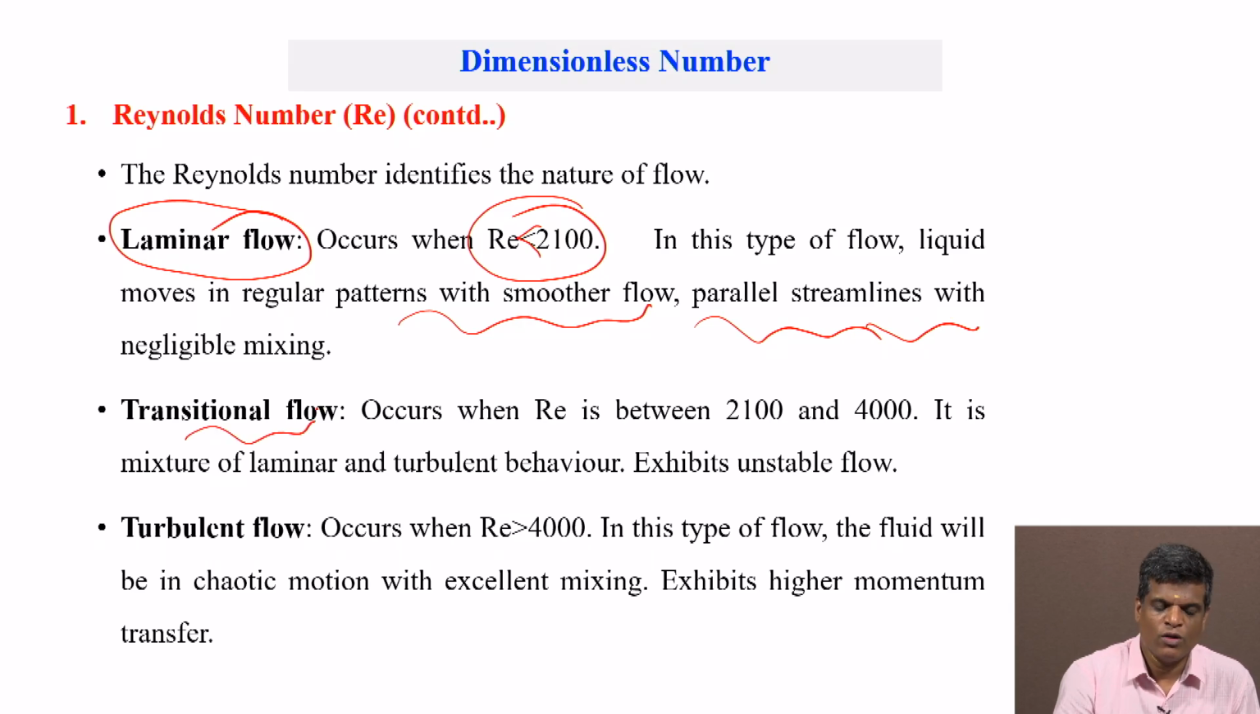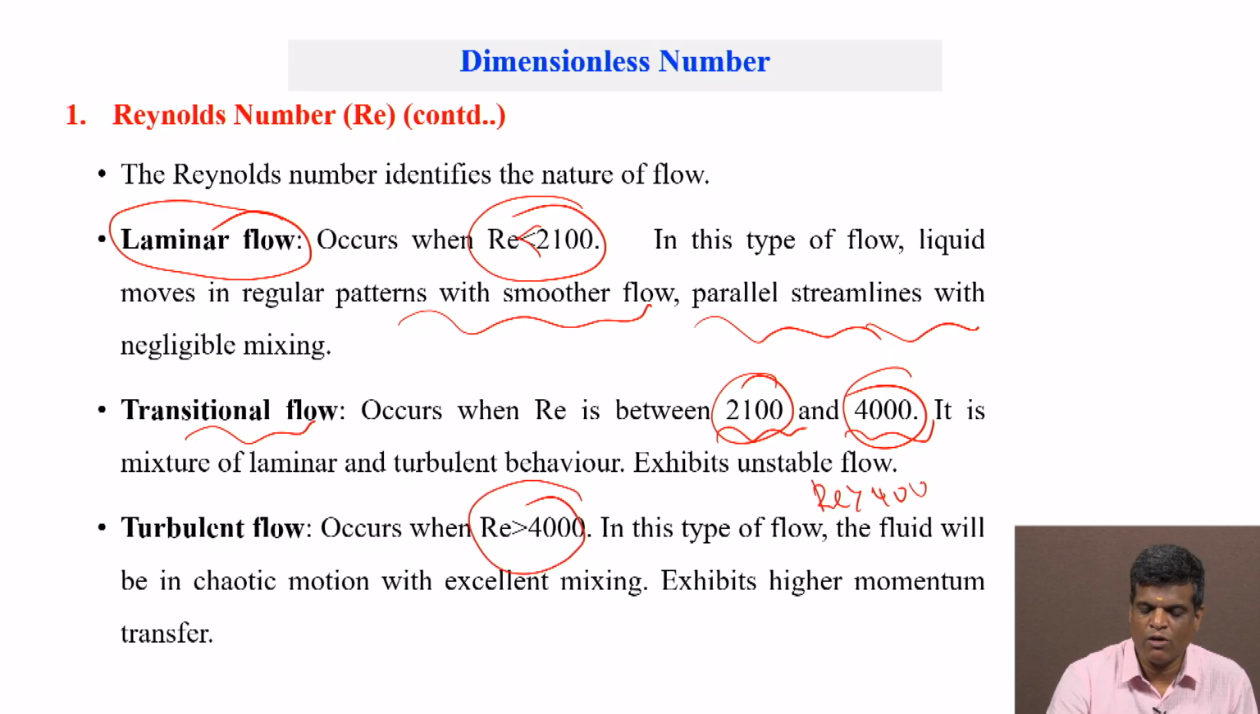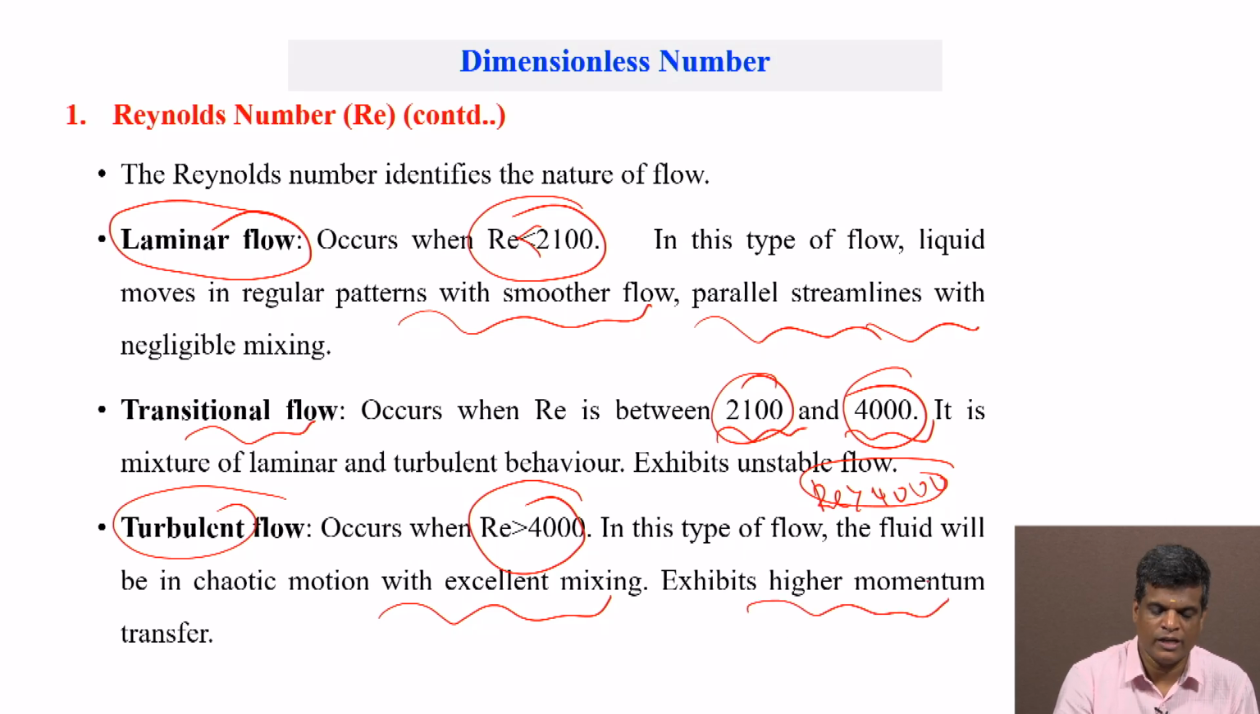The transition flow stands between 2100 and 4000. This range between 2100 and 4000 we always call transitional flow. Whenever the Reynolds number is above 4000, we call it turbulent flow. Here there is excellent mixing, higher momentum transfer, and the velocity is high. The transitional flow is unstable, and its behavior is a mix of laminar and turbulent, in between, and that is what we call transitional flow.